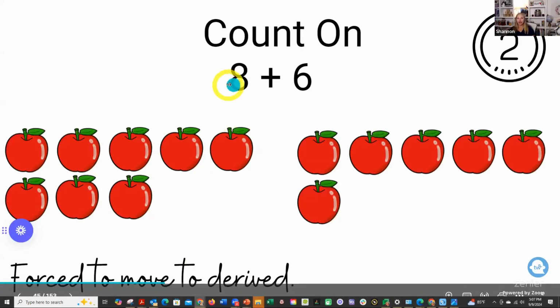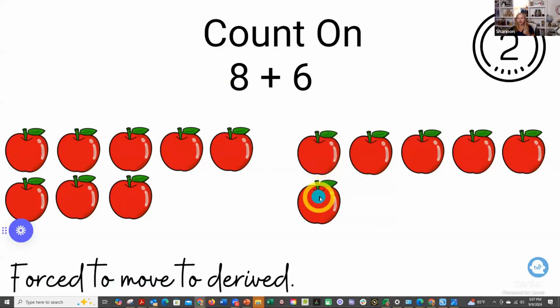When I move to derived, I'm going to do 8 plus 6, and I'm going to think to myself, well, I could put these two over here. And if I did that, I would fill up this group and I'd make a group of 10. Then I'd have 4 left over. 10 and 4 is 14. So it's rewriting this equation into another simpler equation for me to do a mental strategy.